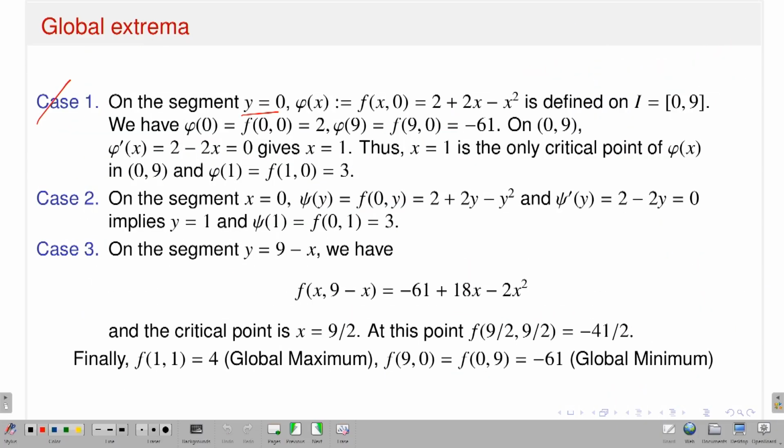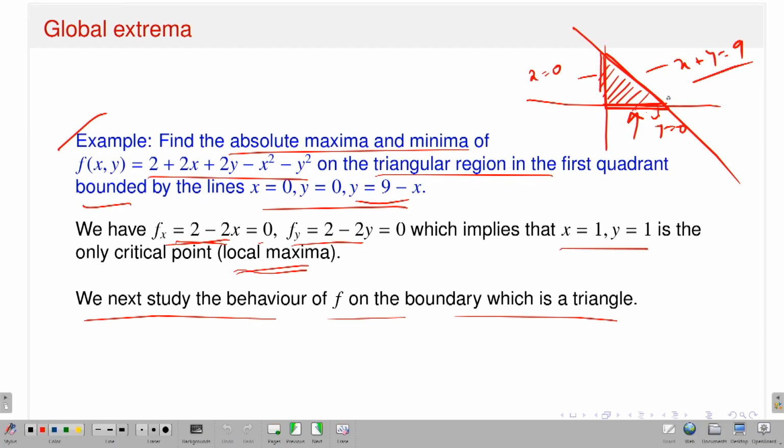Okay, so that's exactly what I have done. On the segment y is equal to 0, you just put y is equal to 0, so let phi x is equal to f of x, 0, which is the function defined on the closed interval 0 to 9, because what is the interpretation? This is actually your 9 comma 0.